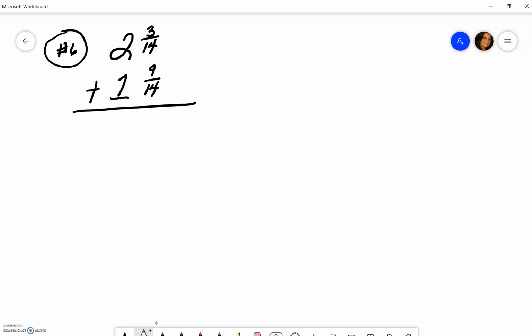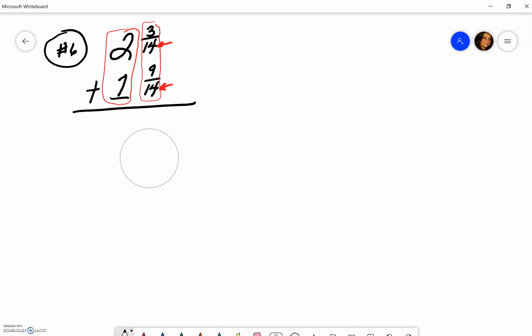So the first thing you're going to say to yourself is, are these like fractions? Well, we know if they have the same denominator, then yes, it's a like fraction. So all we need to do at this point is simply add up the two numerators, and when we do that, we'll end up with 12 over 14. That seems pretty simple. And then 2 plus 1 is 3.